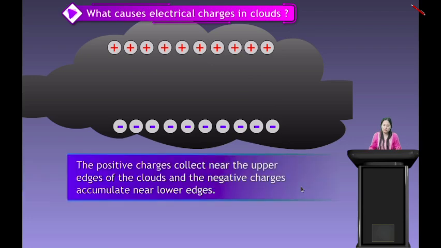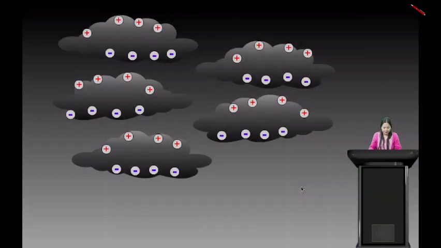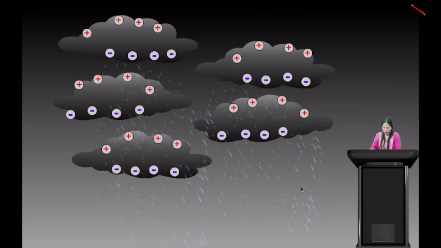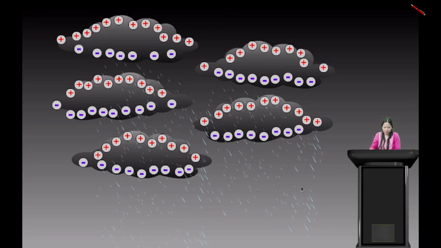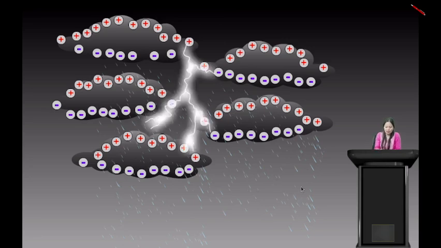So the positive charge collects near the upper edges of the clouds and the negative charges accumulate near the lower edges. If you can remember, positive charges repel each other, negative charges repel each other, but positive and negative attract each other. So here we see that this charge is attracted towards this charge.